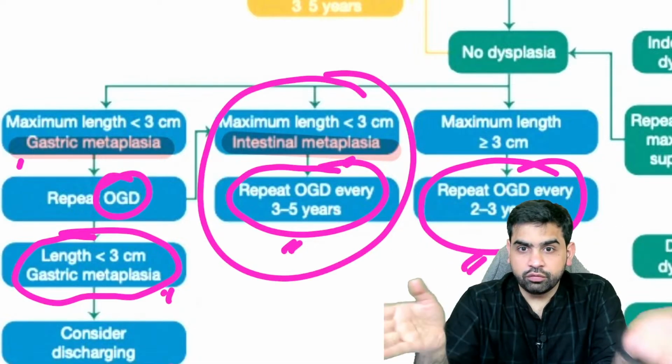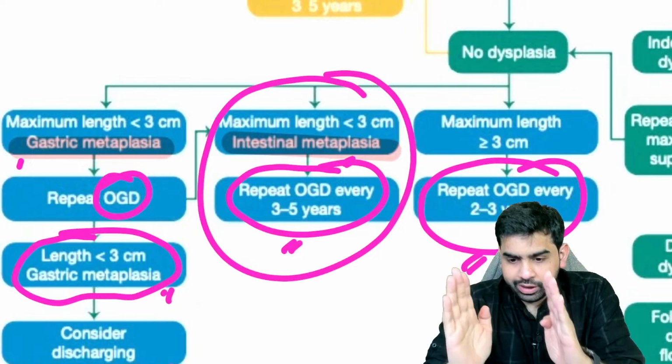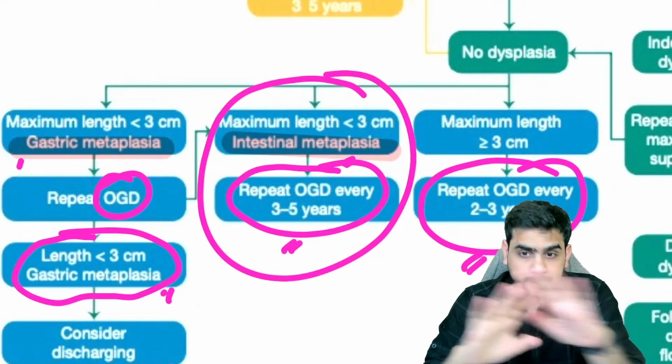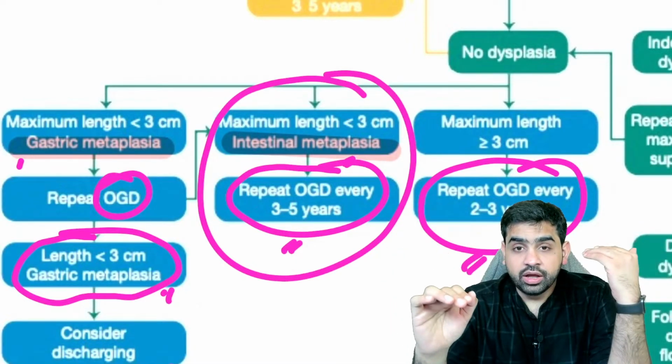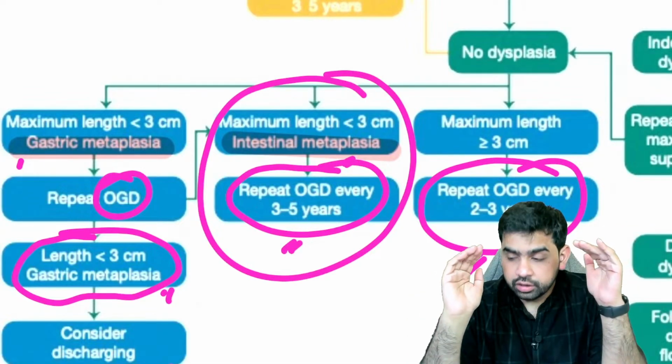2 to 3 years, 3 to 5 years. I hope you have understood this particular point. This is how you are going to get the answers. So broadly understanding: gastric metaplasia less than 3 centimeters, discharge the patient. Intestinal metaplasia less than 3 centimeters, upper GI endoscopy every 3 to 5 years.